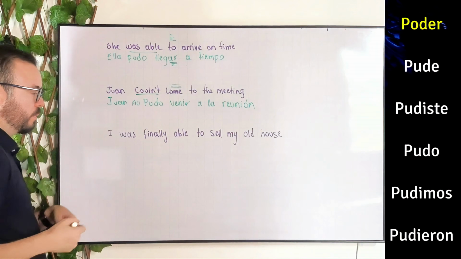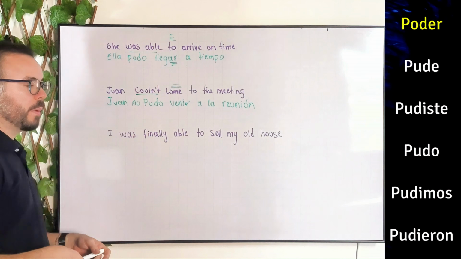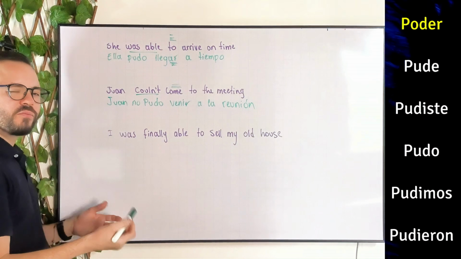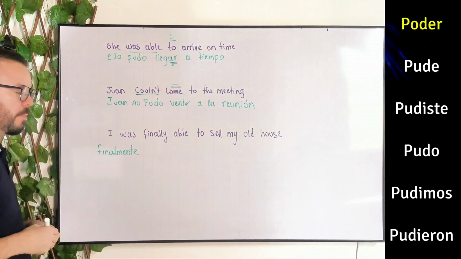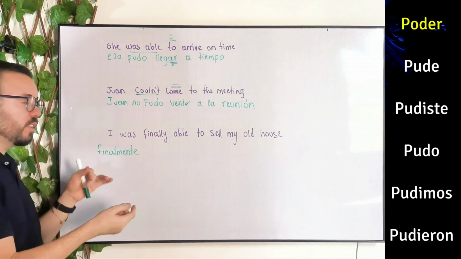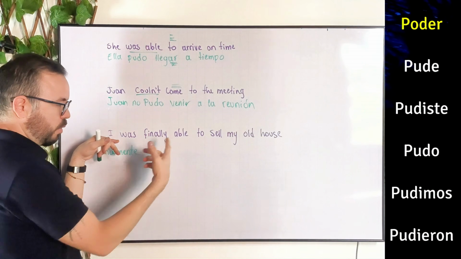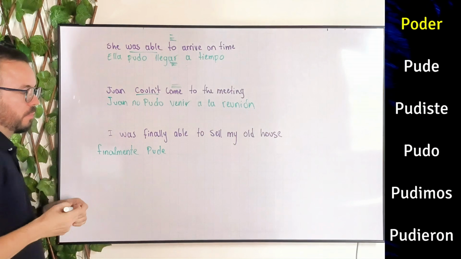Now, let's go with this one. I was finally able to sell my old house. So let's say finally first. So we don't have to worry about this finally anymore. So let's just say finalmente, okay? Now, let's say what we have left. We need to say I was able. How do we say that? Well, just pude. That's it.